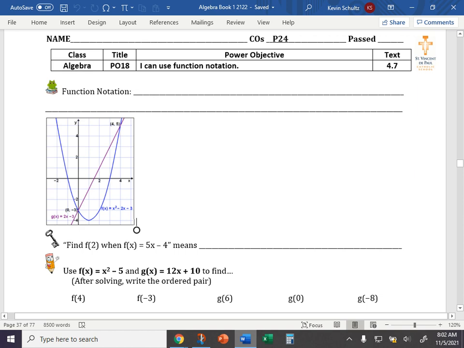And good day, Algebra. We are doing a rare Friday lesson, but this one is just too good to wait until Monday. It is a PO18 using function notation.